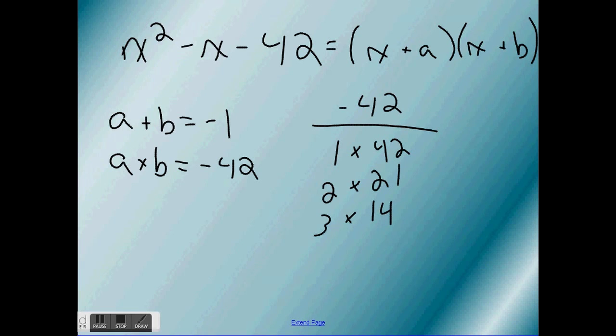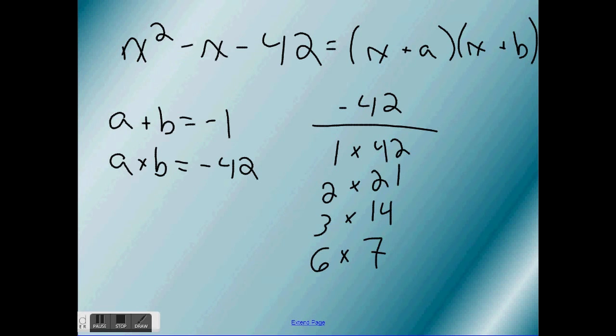You don't know what I'm doing here? No. Why? 1 times 42 is 42. 2 times 21 is 42. It's negative, I know, I'll get to that. But you know these equal 42, yes? Yes. 4 does not go into that evenly, so we're going to skip that. So the next one is 6 times 7. So first thing I did is I wrote out all of the factors of 42.